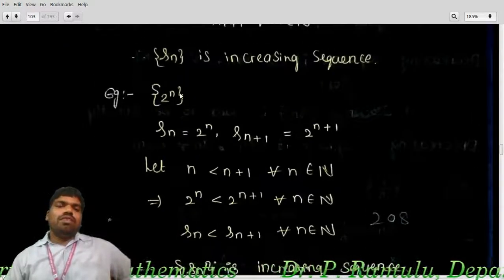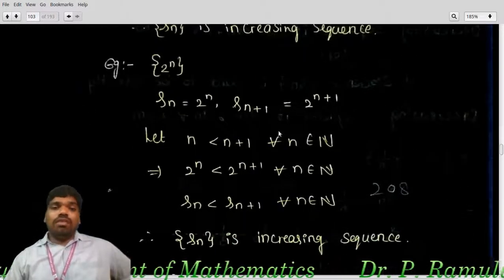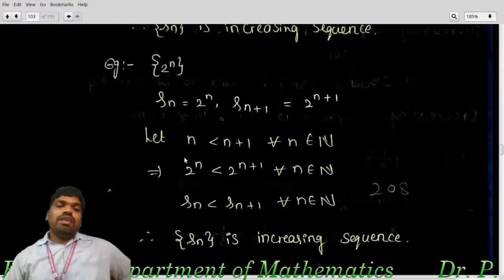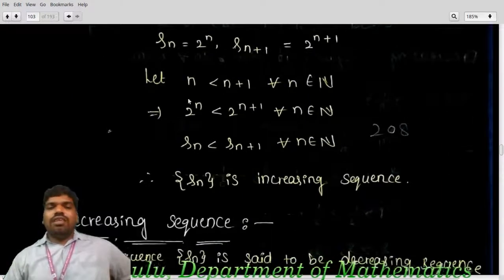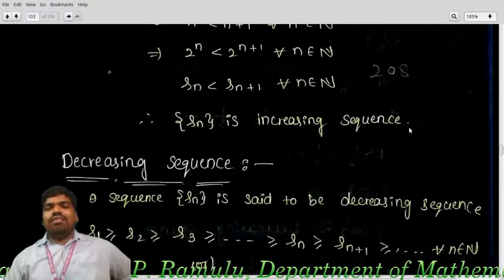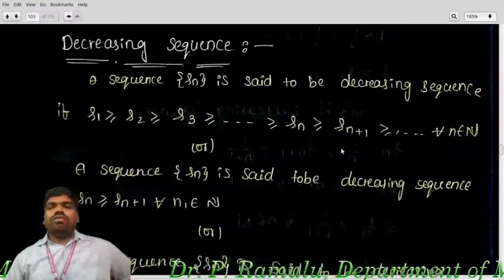Example: 2 power of n. Sn equal to 2 power of n, Sn plus 1 equal to 2 power of n plus 1. n is less than n plus 1 for all n belongs to N. We know that if I apply 2 power, 2 power n is less than 2 power n plus 1 for all n belongs to N, right? It is easy. This is nothing but Sn, this is nothing but Sn plus 1. Therefore, Sn is an increasing sequence.